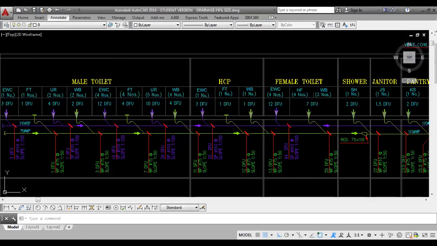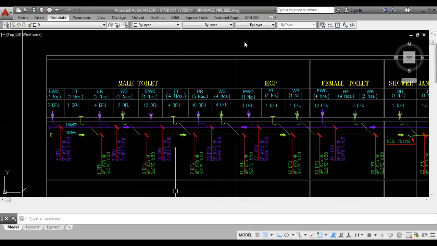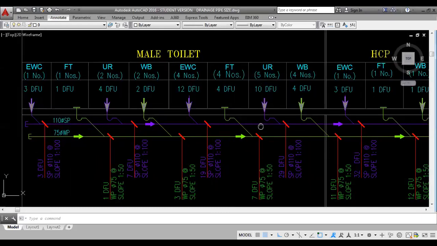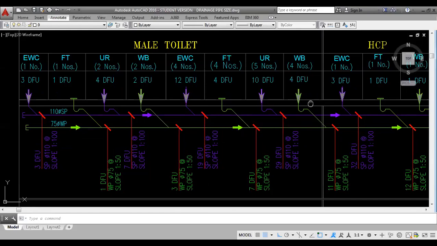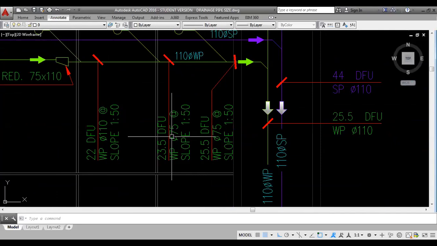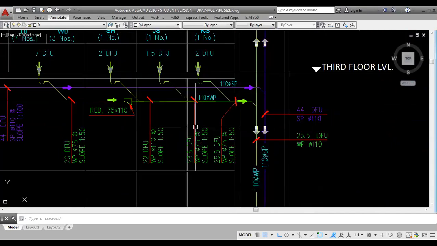You have seen in the PDF, in the slide, you can see in CAD. So this only we have previously seen. It's also corrected here. 23.5 fixture units. After that 25.5 fixture units. After that it is connecting into the waste pipe cutter.